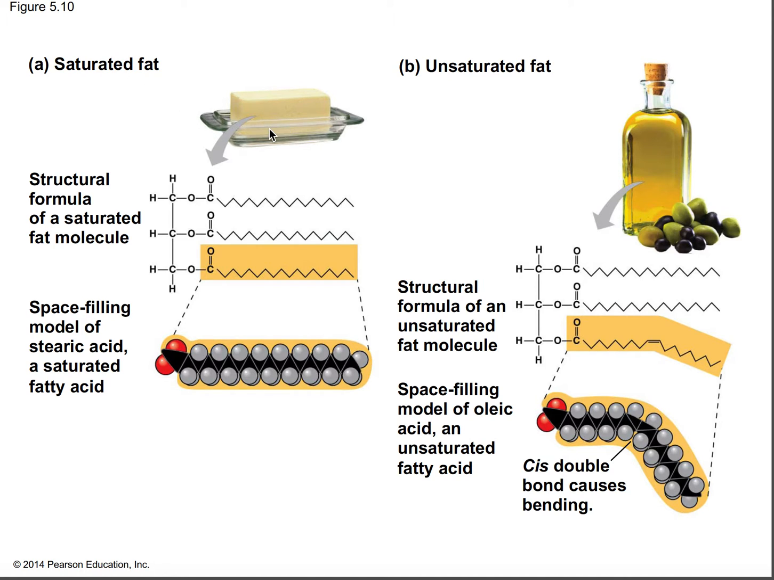Now this picture shows you on the left a saturated fat. Saturated fats are solid at room temperature, so you can think of butter, bacon grease, animal fat, the fat on your steak, that kind of thing. That's the kind of fat that can be problematic if we have it over time. It can build up, and if we have a lot of it, it can cause heart disease.